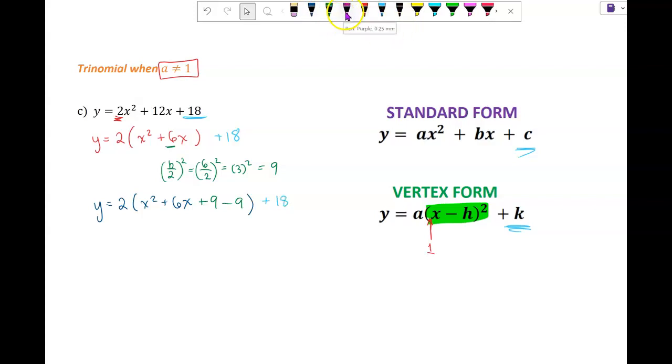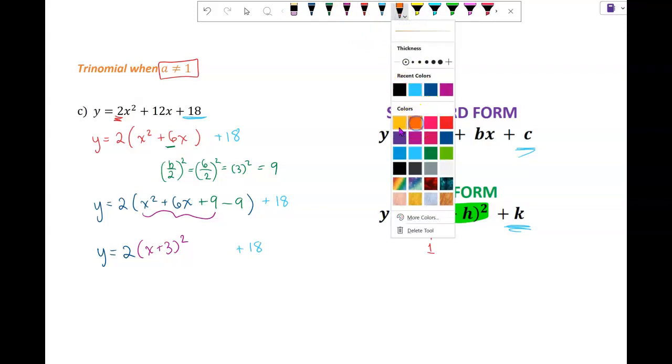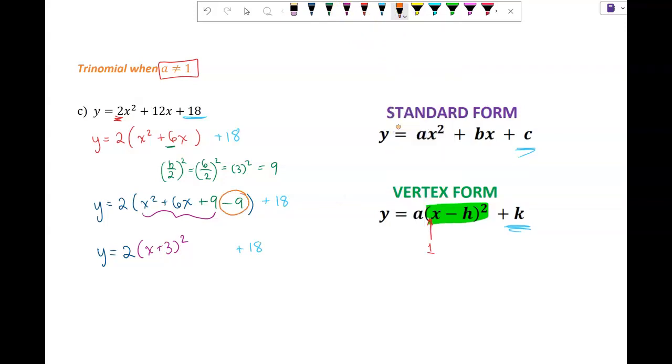And from there, I'm going to only take the x squared plus 6x plus 9 and turn that into the perfect square that we want, which is x plus 3 squared. I have my y equals 2 still in front, and then I still have my 18 trailing behind. But what we haven't dealt with right now is we haven't touched the minus 9. And so what happens with this minus 9 is that it doesn't stay. It can't be part of what's in the bracket anymore, remember? Because only these three terms turn into this perfect square.